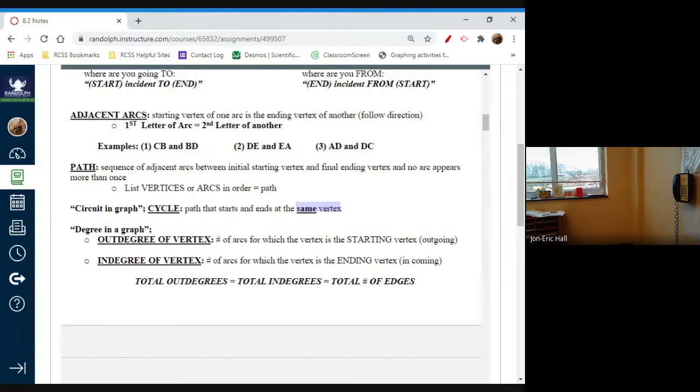Moving on, continuing our work here with directed graphs. The degree of a graph: we have not like odd and even degrees, like we talked about with the vertices and how many edges meet. In a directed graph, we've got the out degree of a vertex. This is the number of arcs in which the vertex is the starting vertex, outgoing. Where does it begin and how many does it go out to? And then in degree, how many arcs end at that vertex coming in. So the total out degrees equal the total in degrees, which is the total number of edges.